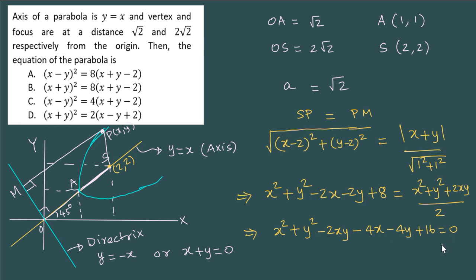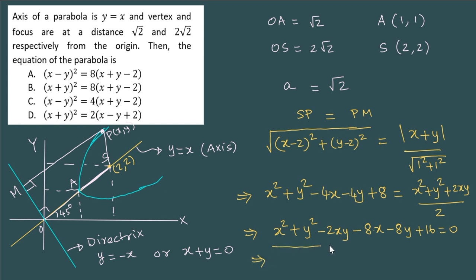Now I think we need to identify the equation here. I might have done a small mistake. What is the mistake here? When I opened it up, I think this is not minus 2x. Sorry about that. I think there will be 4x and then 4y, so we should get 8x and 8y. And then I think we are almost done.